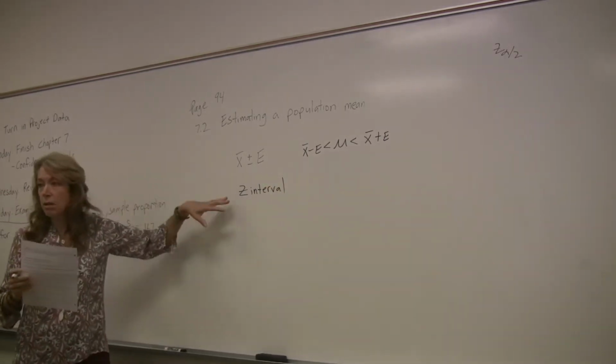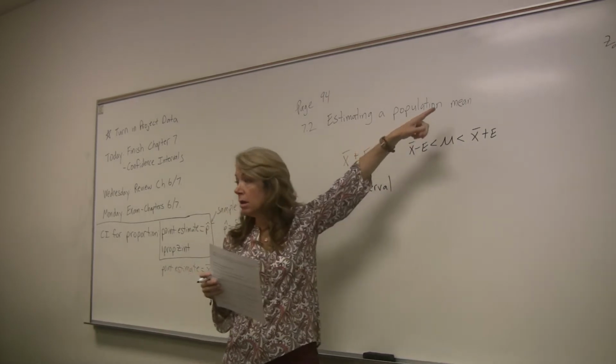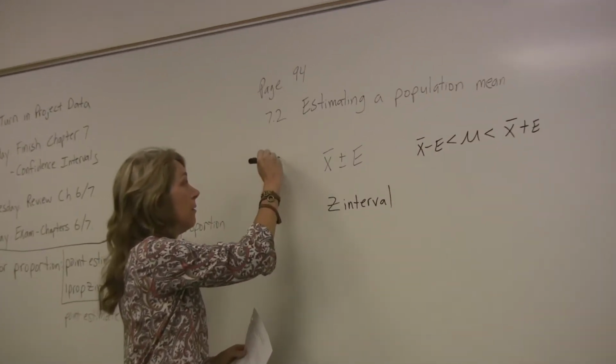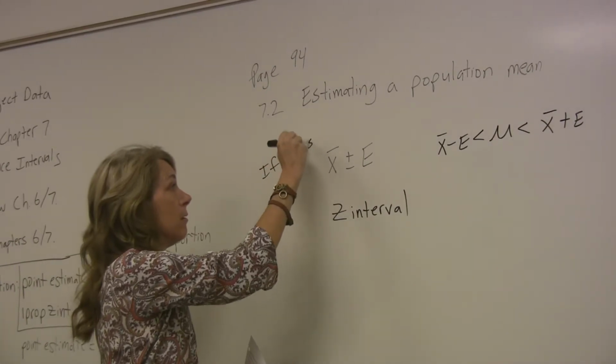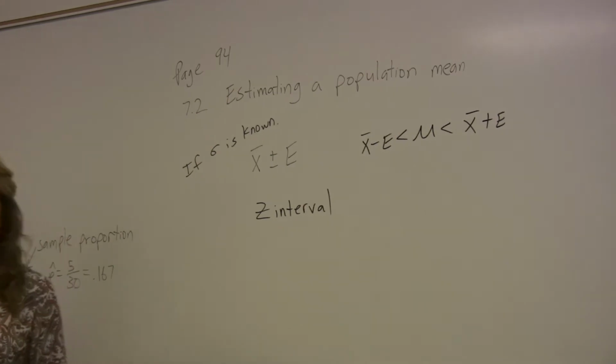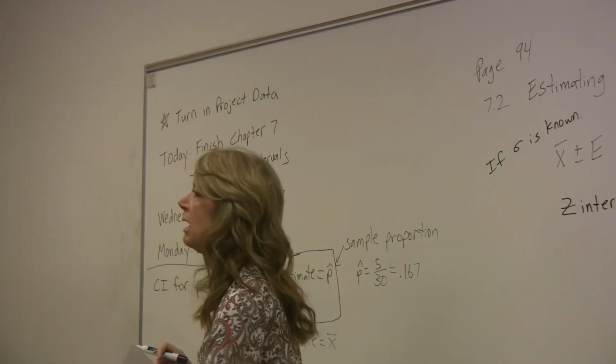We use z interval when you're trying to estimate the mean and if you know sigma. We're going to talk a little bit later about how you know it and how you don't know it.